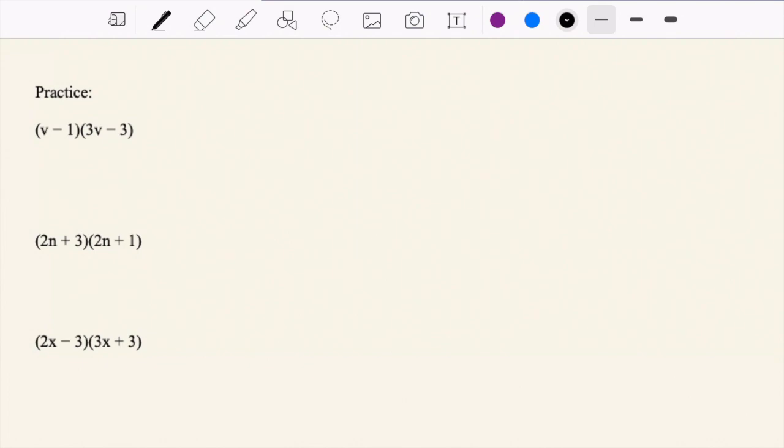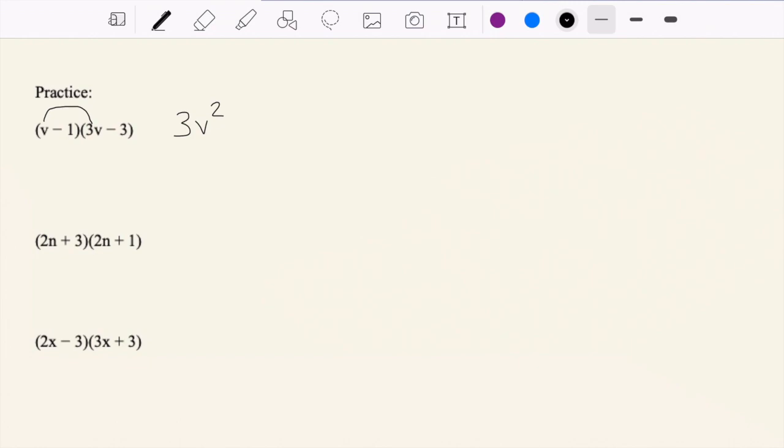So when we do these practice problems, remember our FOIL. First, outside, inside, last. Write that on the top of your paper so you don't forget. So let's go ahead and start with this one. So we want to do our first of this parentheses times the first of this parentheses. So v times 3v. So we have 3, and then v times v is v squared. There are two v's that we're multiplying by.